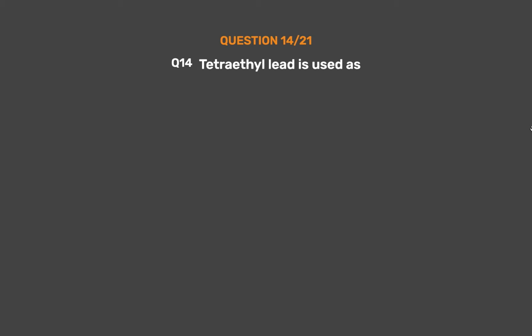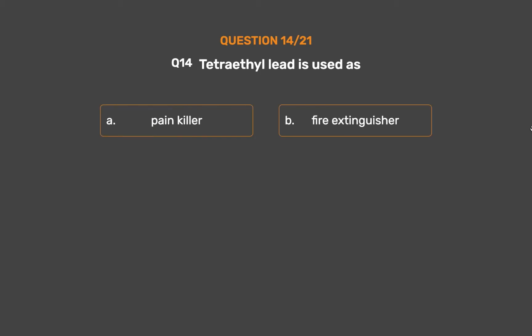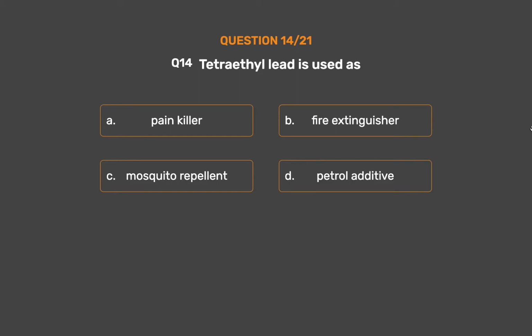Question number 14. Tetraethyl lead is used as option A, painkiller. Option B, fire extinguisher. Option C, mosquito repellent. Option D, petrol additive.